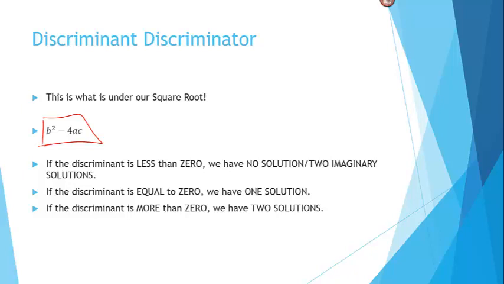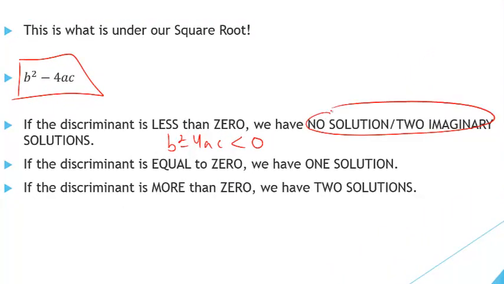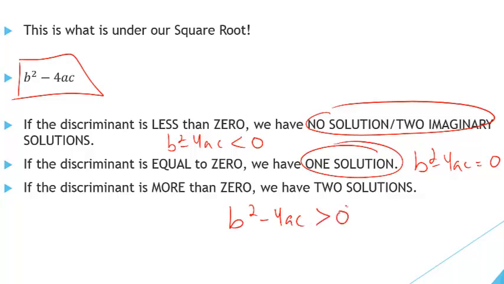Anyways, if the discriminant is less than 0, we have no real solution, two imaginary solutions. Okay, so that or that, whatever you want. So if b squared minus 4ac is less than 0, we have no real solution. If the discriminant is equal to 0, we have one solution. So if b squared minus 4ac equals 0, we have one solution. And if the discriminant is more than 0, we have two solutions. b squared minus 4ac larger than 0, we have two solutions. Okay, alright.